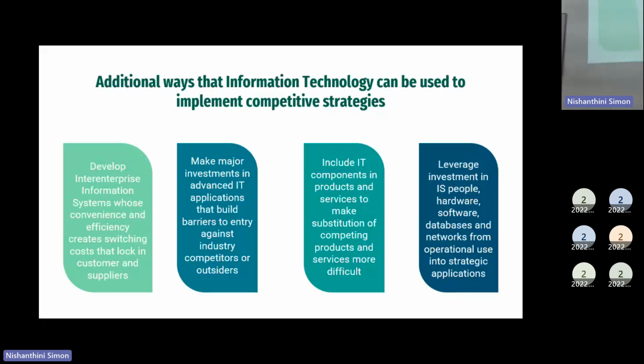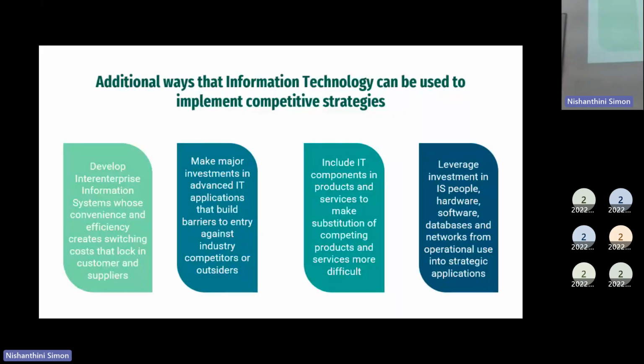But through IT, how are we going to lock our customers and suppliers? Maybe one way is if we are providing them a better service, maybe a very good user-friendly system for them. So now they may be familiar with that, and the benefits they will be gaining.